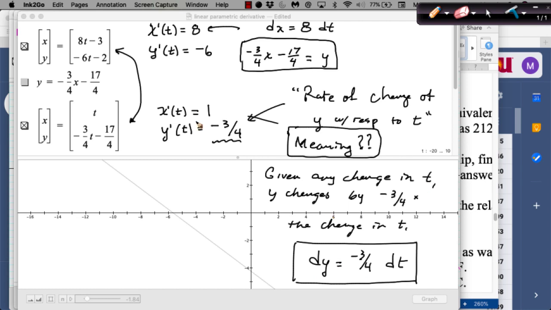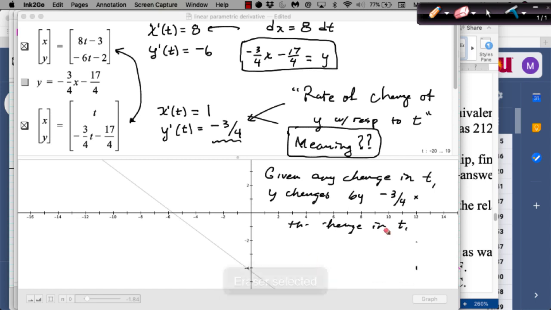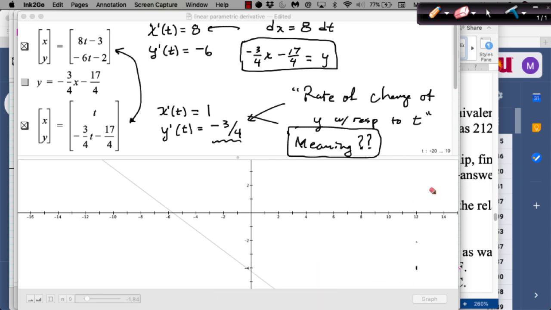Okay, so look at the rates of change. The rates of change for the original version are 8 and minus 6. The rates of change for our new version of the parametric function are 1 and negative 3/4. So again, underscoring that they're two different functions, because of the rate of change. So how does that play out with the function itself?